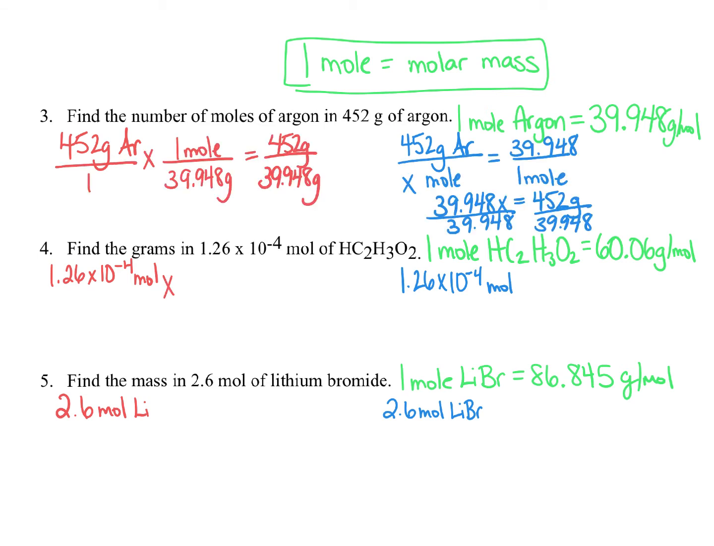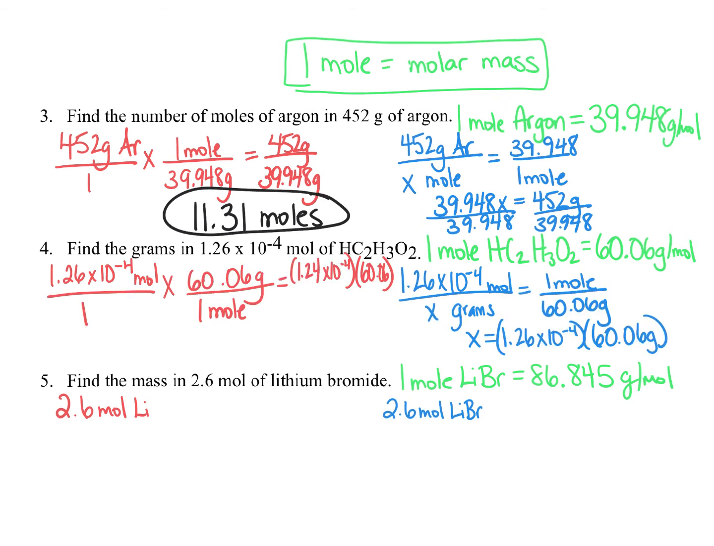So on the first problem, no matter whether you use the red method of the conversion factor or the blue method of the cross multiply, no matter what, you end up with having to mathematically calculate 452 divided by 39.948. So for number 3, you get 11.31 moles.